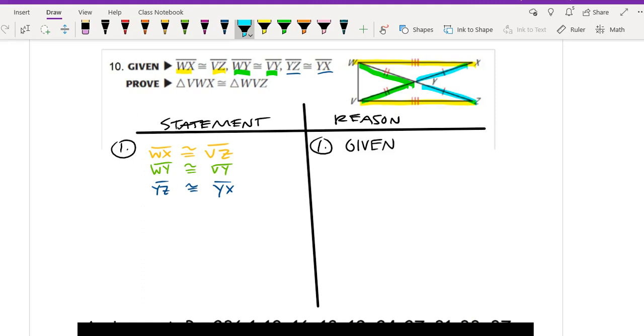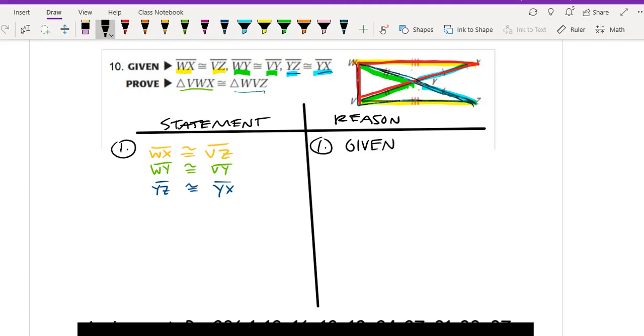Now I want to show that triangle VWX. Now be careful. You might think, hey, we're already done. We already showed that these two are congruent, but they want to show that VWX, which is this one, is congruent to WVZ. And WVZ is the other triangle going like this. That proves to be a little bit more difficult than what we originally thought, because I was kind of excited that we might be done right away.